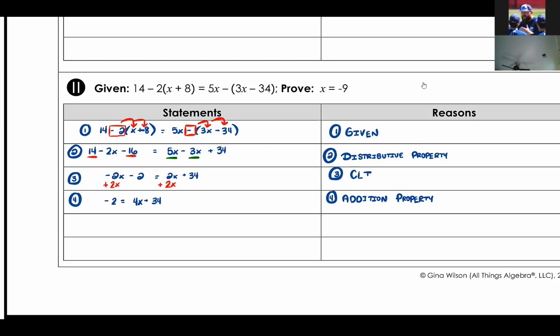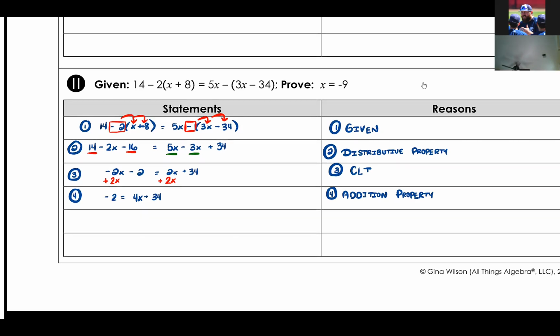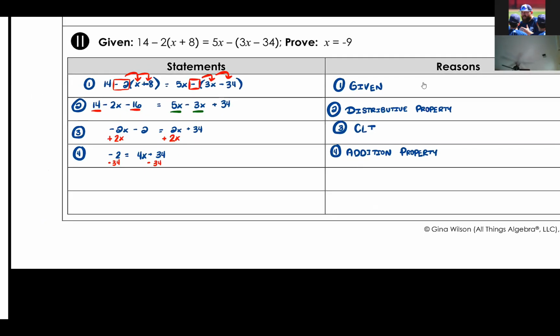What are we doing next? Subtract 34. So we get negative 36 equals 4x. What do we call that? What's our justification? Subtraction property.